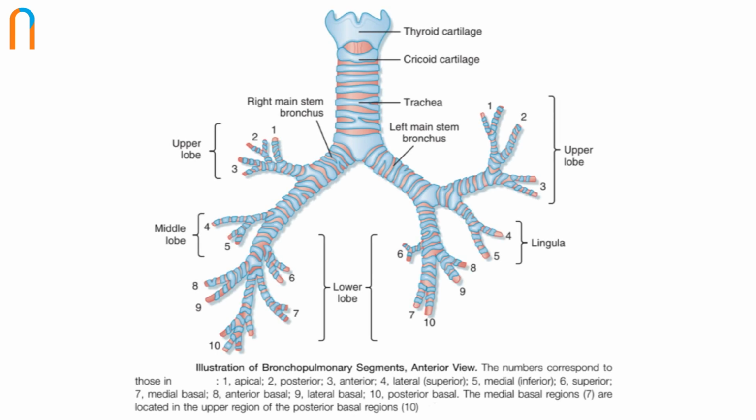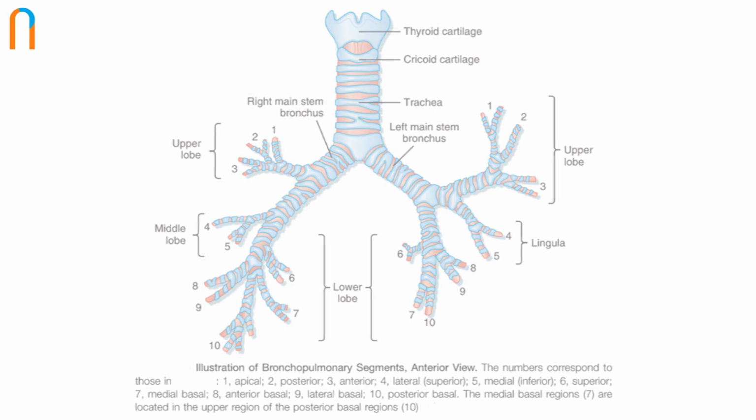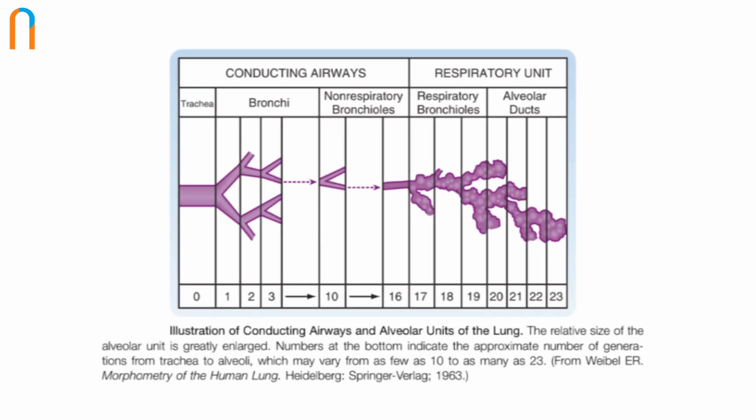The trachea branches into two main stem bronchi. These main stem bronchi then divide, like branches of a tree, into lobar bronchi, one for each lobe, which in turn divide into segmental bronchi, and then into smaller and smaller branches, bronchioles, until ending in alveoli.